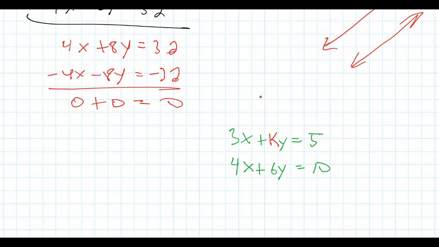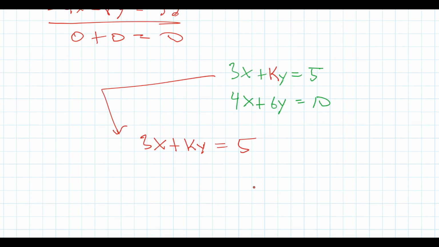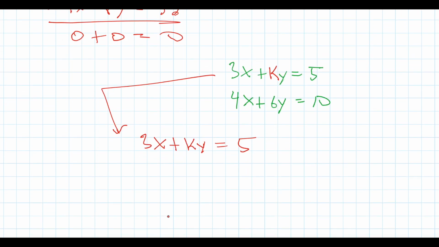But when they're written in standard form like this, it's not necessarily easy to see the slope. So change it back. We'll take this one here, Ky equals 5. You want to put this into y equals mx plus b. So how do we do that? y equals negative 3x plus 5 over k. All over k? Yes.